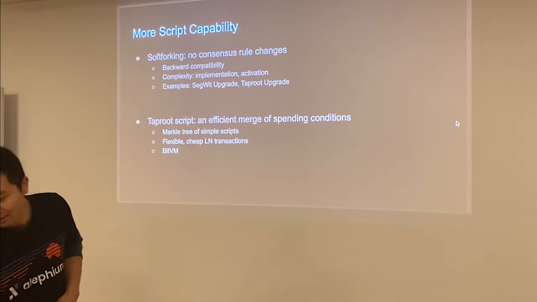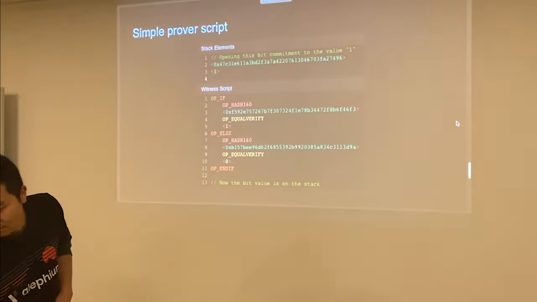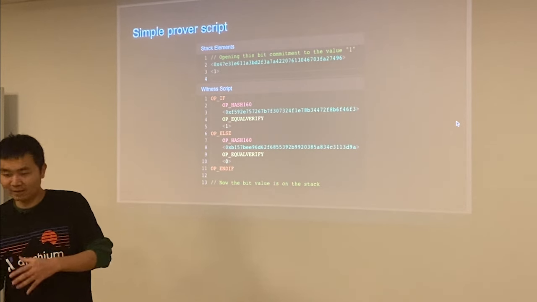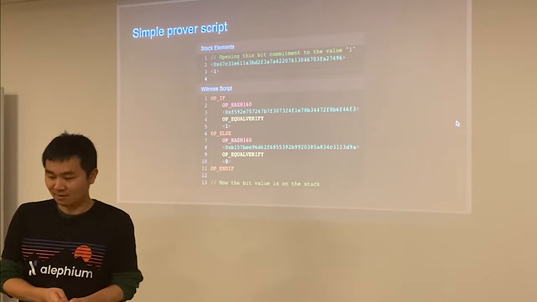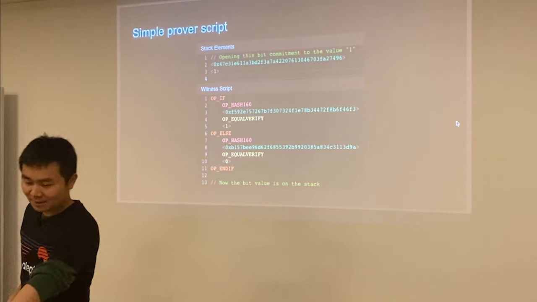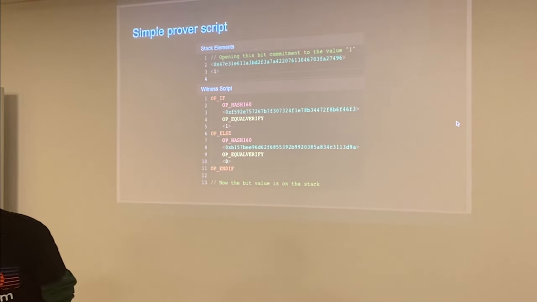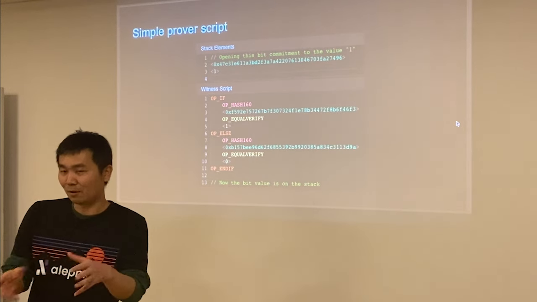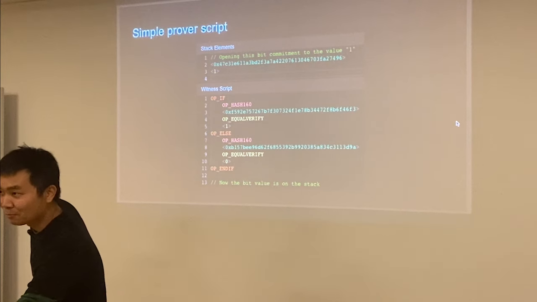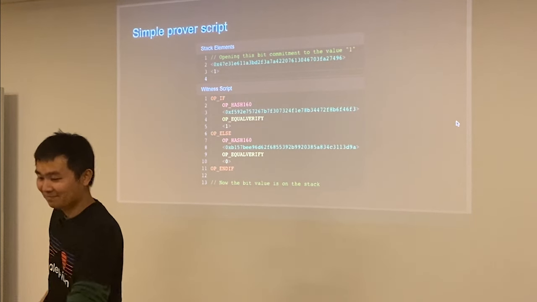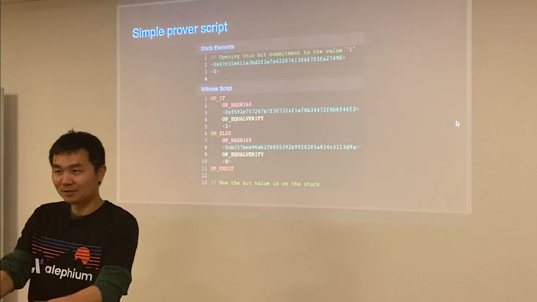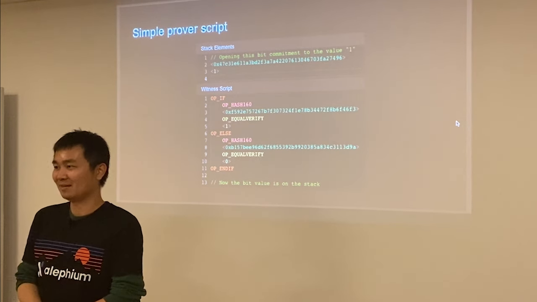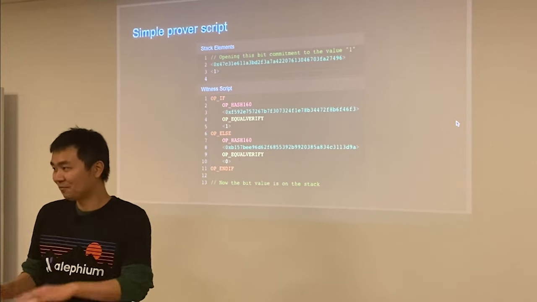So actually, as I said, they found a very smart way to get around the limits. But this one has a cost. As you see, if I want to simulate one bit on Bitcoin, I need to have this script, and it's very bloated. You are going to have two hashes just for one bit, right? It's very bloated.